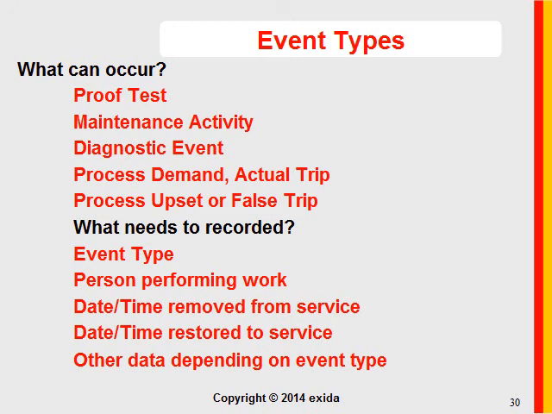So we need to record the event types. We need to determine and record who worked on it, when it was removed from service, and when it was restored to service. When you remove a device from service, that goes against its operating hours. You want to keep track of that, and any other data that is really event-specific information. So, for example, we could talk about error codes for transmitters.